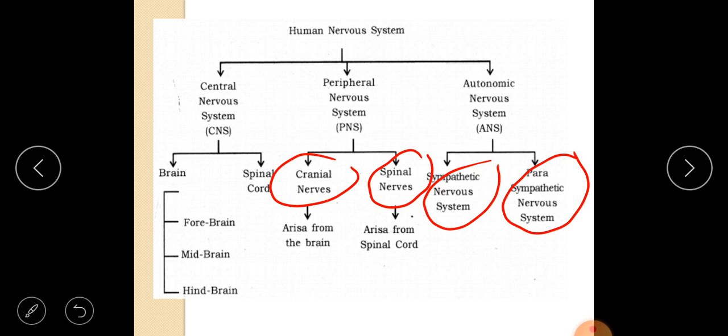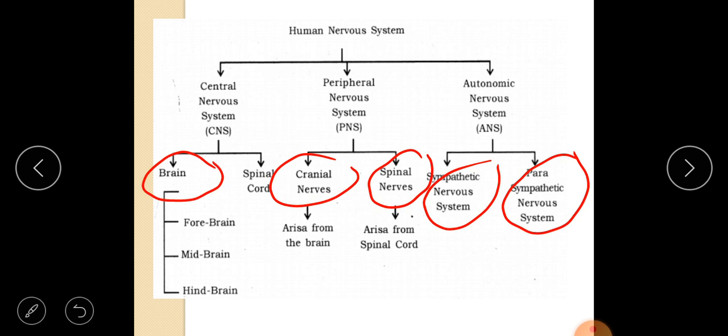The sympathetic system accelerates, it increases the rate of heartbeat, whereas the parasympathetic system just regulates the rate of heartbeat. In the same way, the sympathetic system accelerates various activities of the body, and the parasympathetic system just regulates, it slows down. Here the brain is also mentioned.